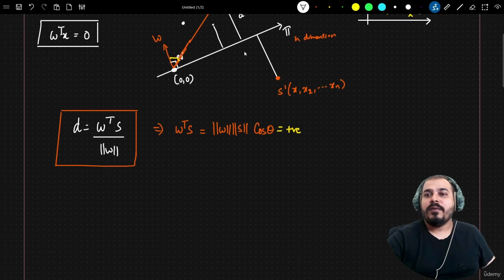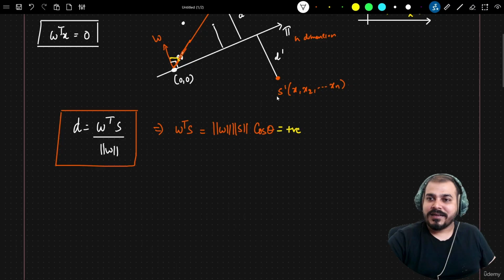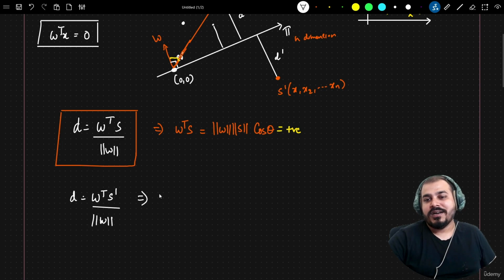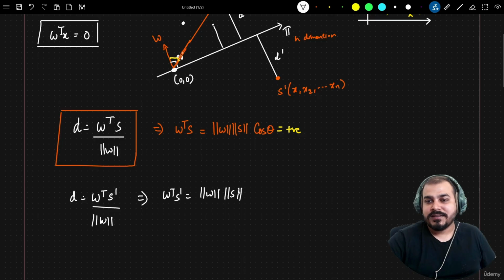Now similarly, what will happen about this D dash? Below this plane, there is another point called S dash, and we need to find the distance between this point and the plane. You know that the W vector is in the opposite direction. So in this particular case, my D will be W transpose S dash divided by the magnitude of W. And if I take W transpose S dash, it is nothing but magnitude of W multiplied by magnitude of S dash cos theta.